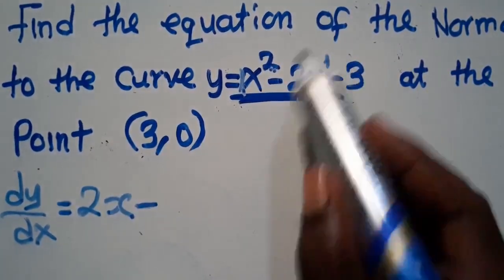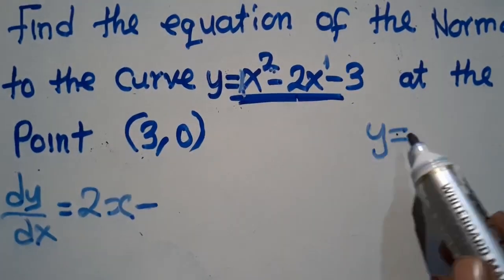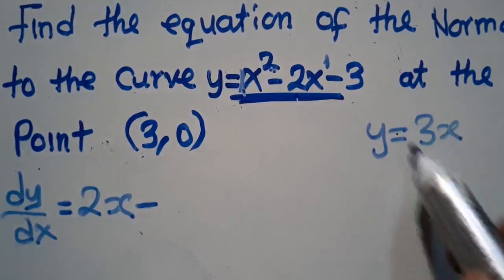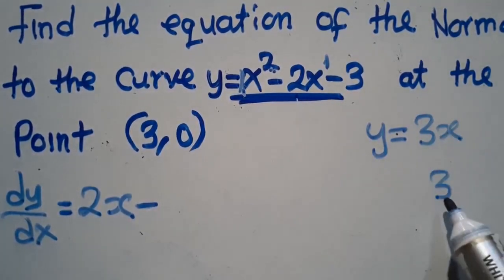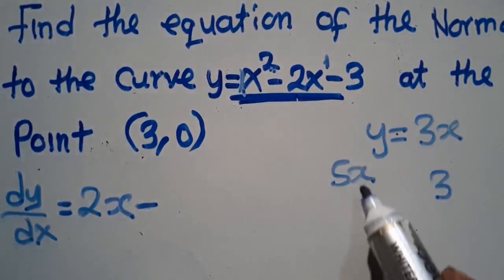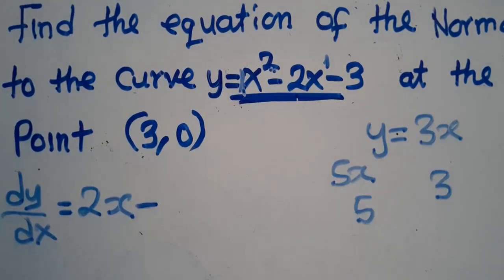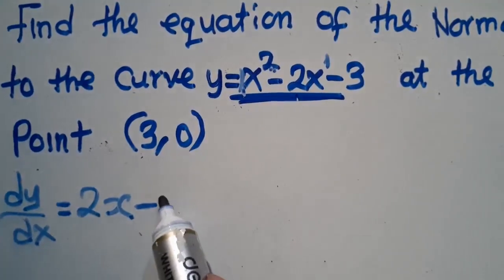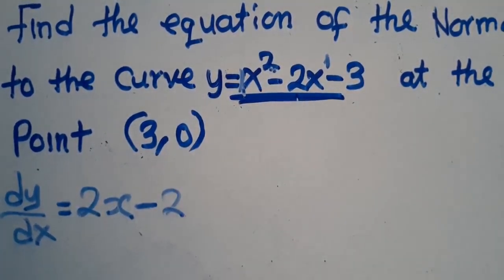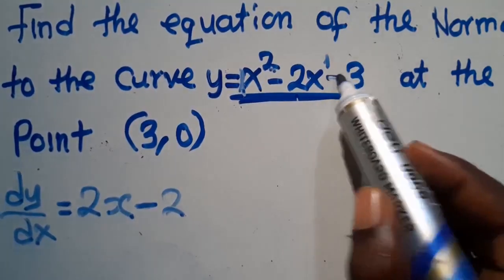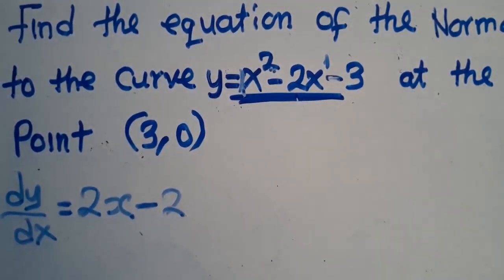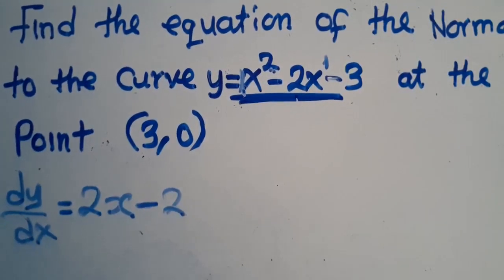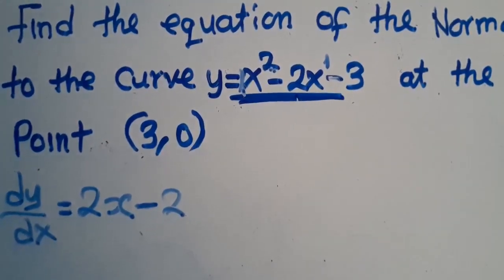So then this one, you know that if you are just having 3x, the derivative of this is just 3. When you're having 5x, the derivative of this is just 5. So that one you don't even need to struggle. You just say minus what? Minus 2. Then you know that you cannot differentiate a constant number. So a 3, you just leave it like that. You cannot differentiate it. This one is simple.